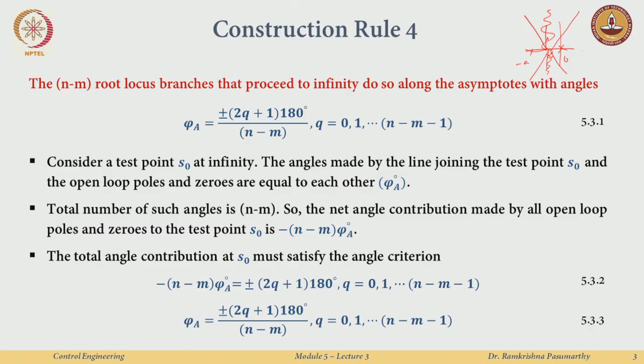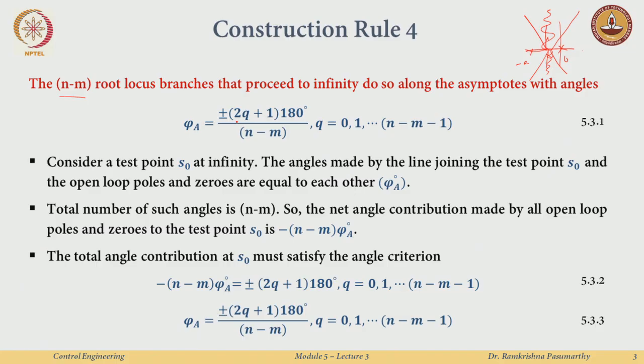The statement says that the n minus m roots, we are only interested now in the roots or poles which go to infinity as k goes to infinity, proceed to infinity along asymptotes with this angle, which I will show you shortly how to compute.